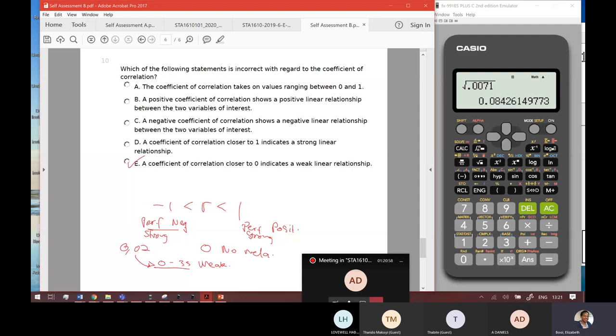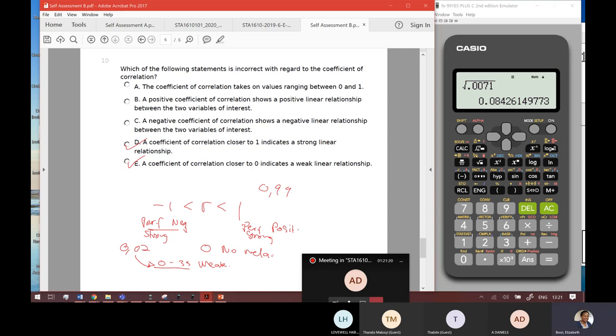A coefficient of correlation closer to 1 refers to a stronger relationship. Like I said, if it's 0.99, there is a strong relationship. It's not 1, it's not perfect, but it's at least stronger. So we call this a strong relationship.